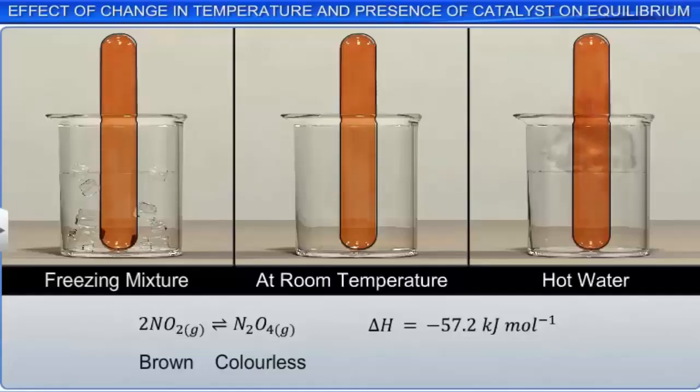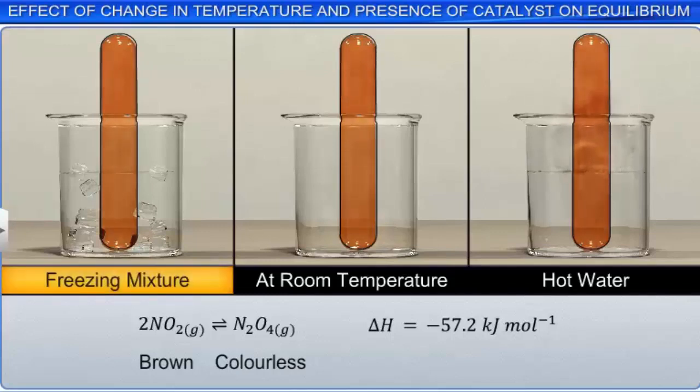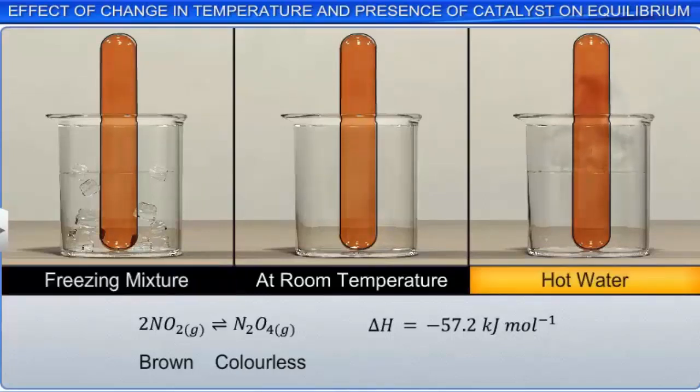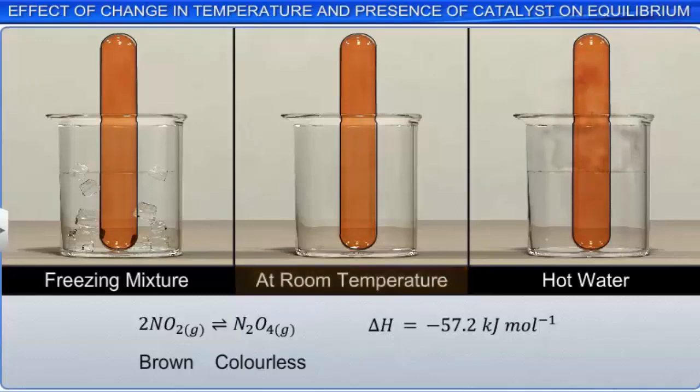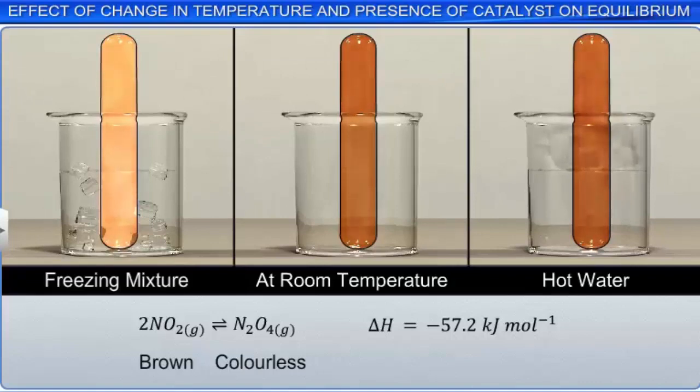Now, out of the three sealed tubes, one is placed in a freezing mixture, one in hot water, and one is left at room temperature. What do you observe? You can see that the tube placed in a freezing mixture has turned pale, while the one placed in hot water has turned dark brown. How do you explain this?